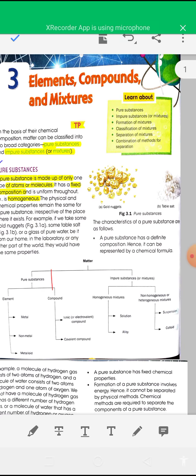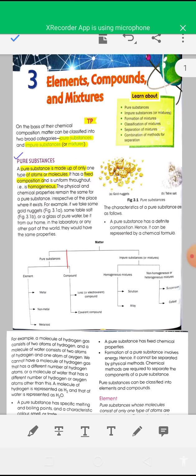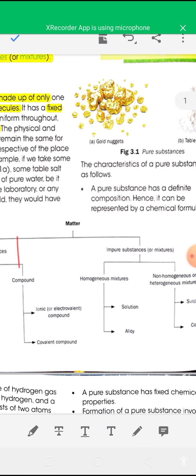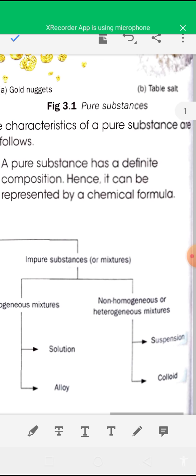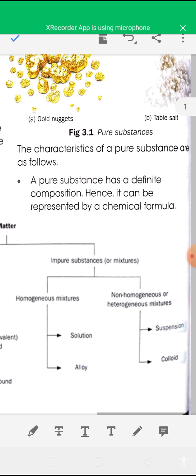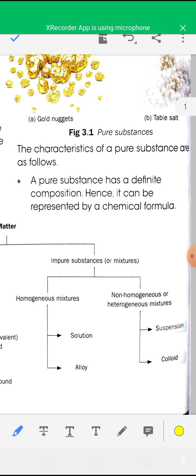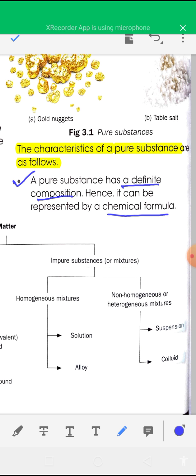Now see, characteristics of pure substances are as follows. A pure substance has definite composition, and hence it can be represented by a chemical formula.